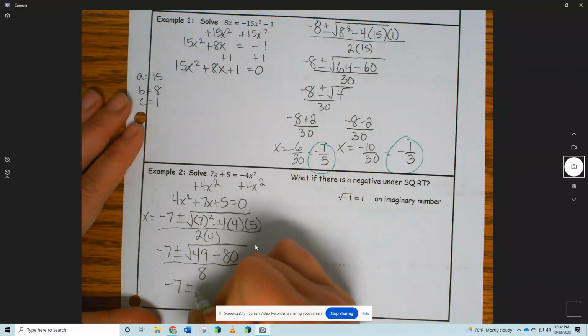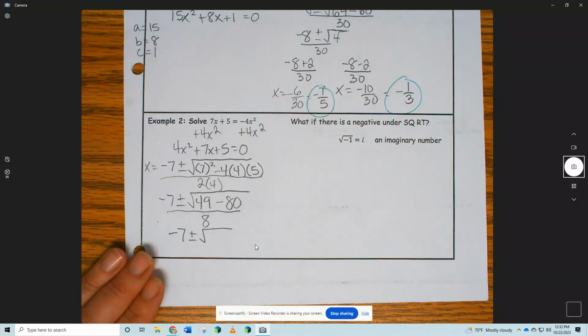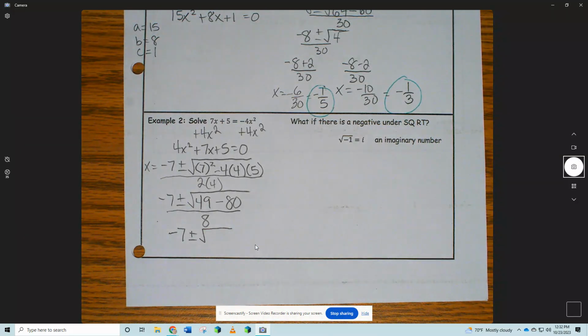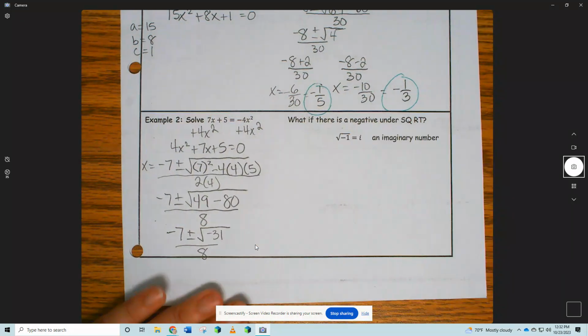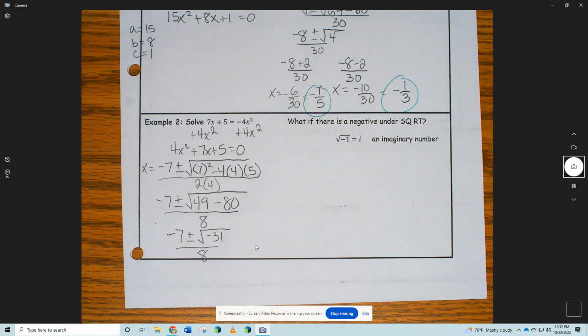Negative 7 plus or minus the square root of. What's 49 take away 80? Negative 31 all over 8. Okay, now something happens. We've never had a negative under the square root. In math, that's not good. What if there's a negative under the square root? You cannot have a negative square root. This is something that's new to you guys today. We're going to introduce imaginary numbers.